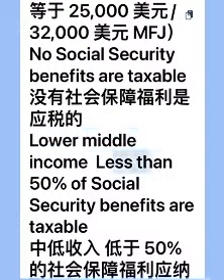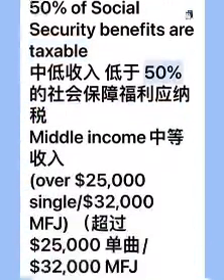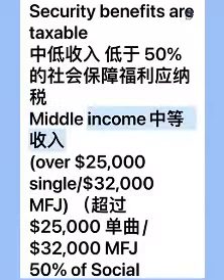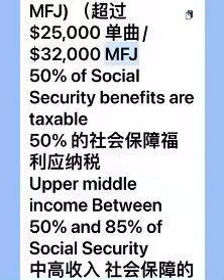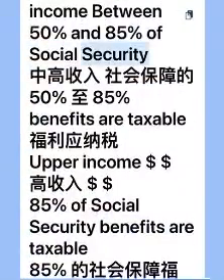Lower middle income, less than 50% of Social Security benefits are taxable. Middle income. Over $25,000 single, $32,000 MFJ, 50% of Social Security benefits are taxable. Upper middle income, between 50% and 85% of Social Security benefits are taxable.